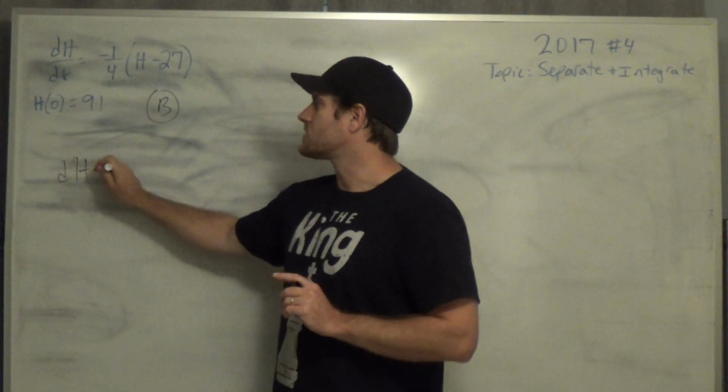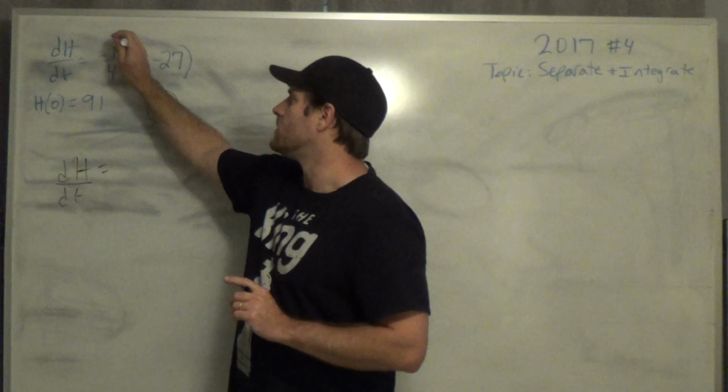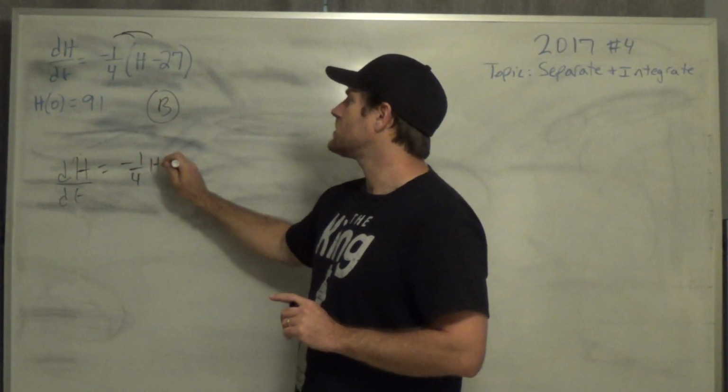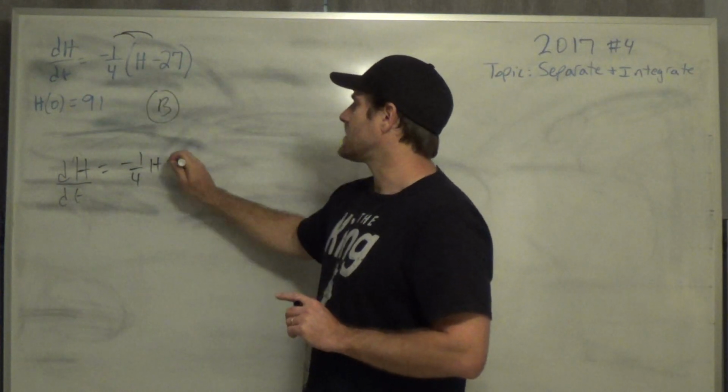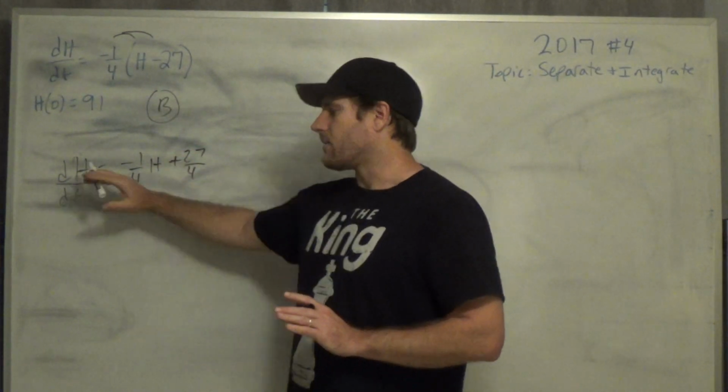Before I get the second derivative, here's what I'm going to do. First thing I'm going to do is distribute this to both. If I distribute that to both, I get negative 1/4 h, and then a negative times a negative is a plus 27 over 4. Okay, now I'm going to take the derivative.